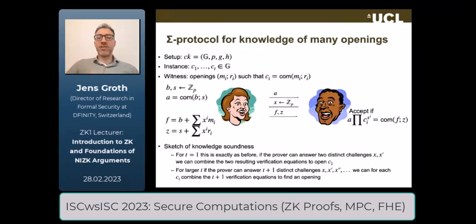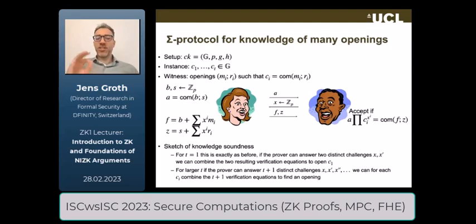The verifier gives a uniformly random challenge X. And now the prover computes somewhat more complex sums based on this X. So instead of just a linear combination, now it's a polynomial in X. But at the end of the day, F and Z are just field elements, so it sends 2 field elements to the verifier. And the verifier does a more complicated check: A times the product of the commitments raised to powers of X is a commitment to F and Z. But it's still just one equation that the verifier has to check.